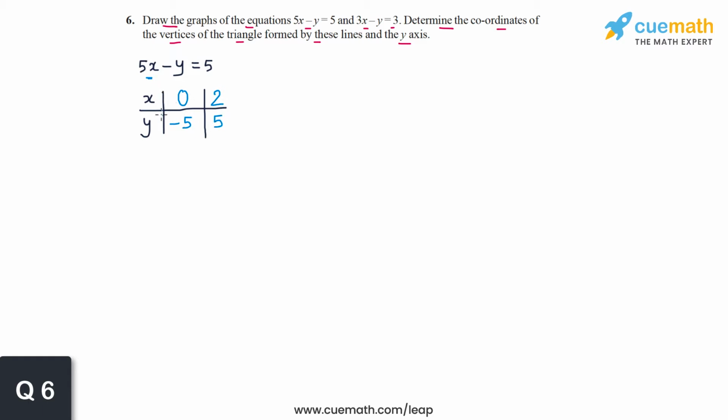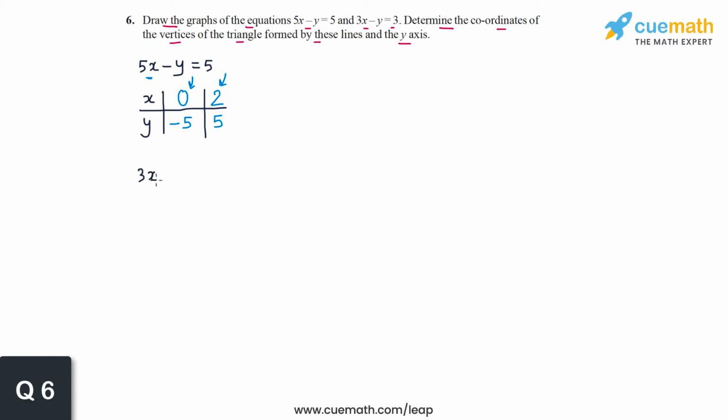So I have taken values of x that give me integer values for both x and y, because that makes it easier to plot them. So the two solutions that I will plot for this first line are 0 comma minus 5 and 2 comma 5. Now let's take the second equation.